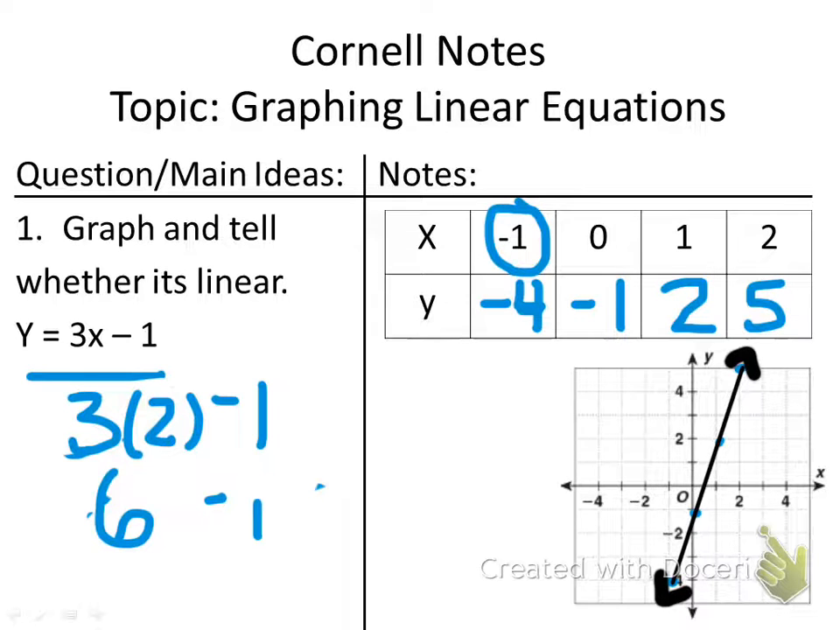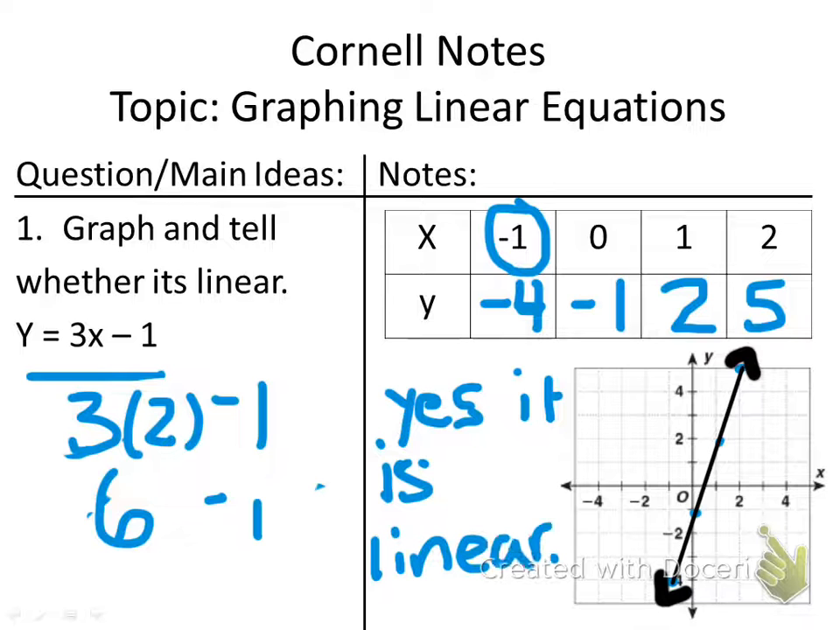Now, looking at my line, I can tell that it is a line, it's linear, and it has a slope. So, yes, it is linear. Okay. Number 2.